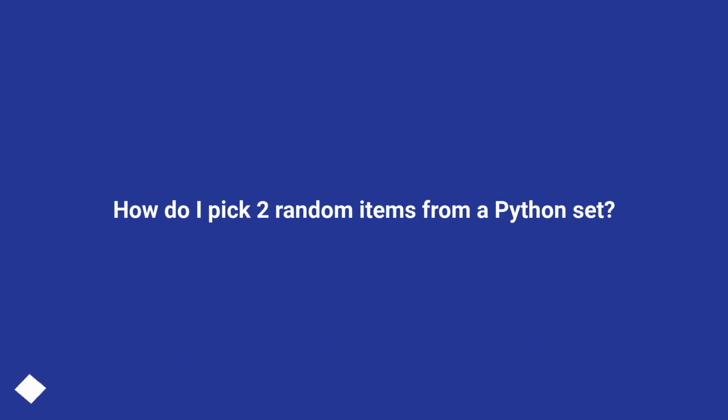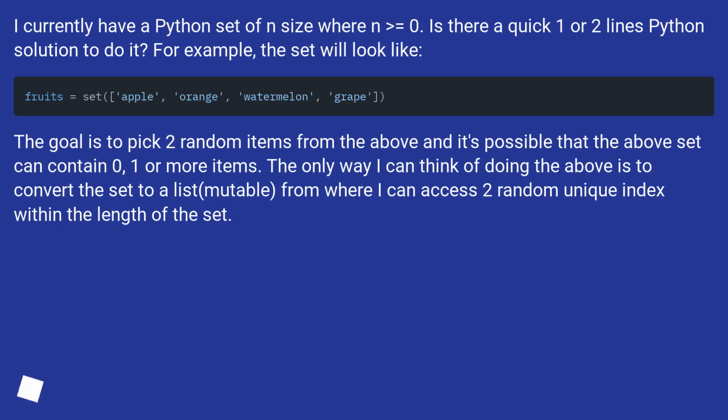How do I pick two random items from a Python set? I currently have a Python set of size n, where n is greater than or equal to 0. Is there a quick one or two line Python solution to do it?